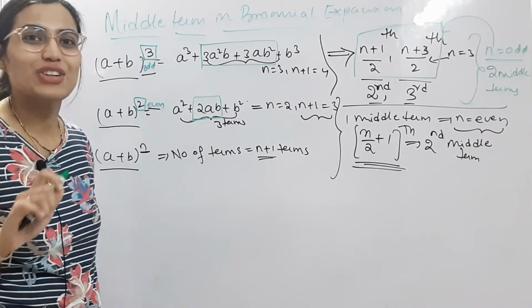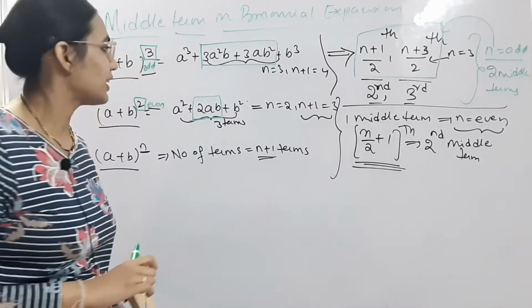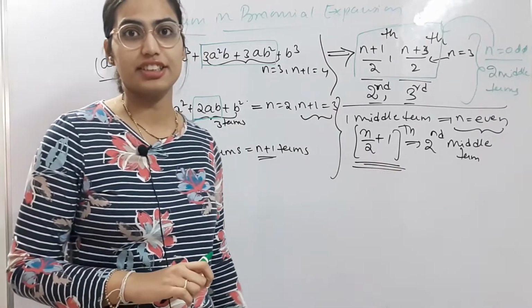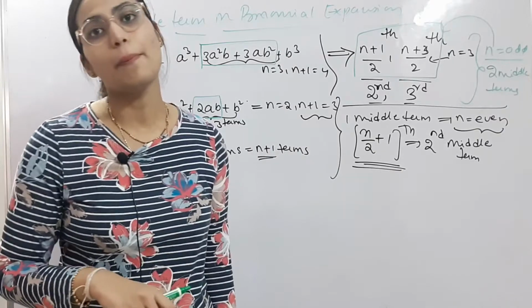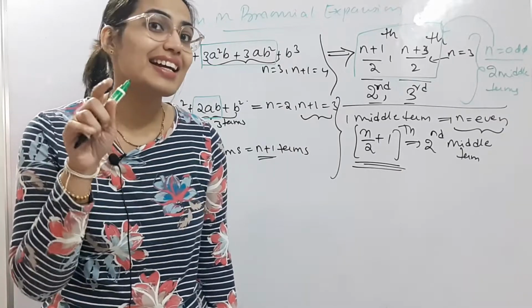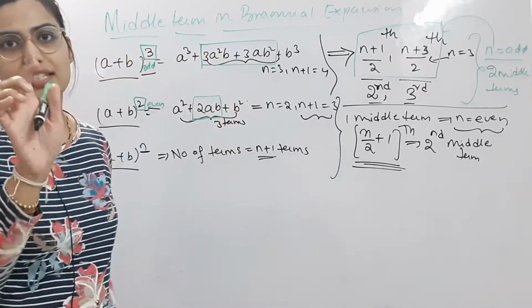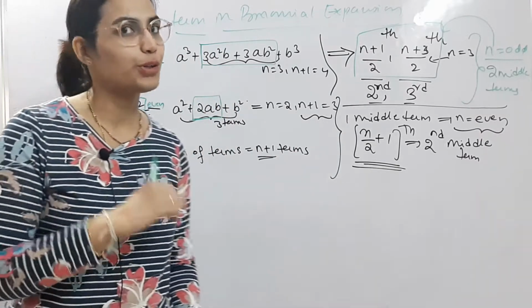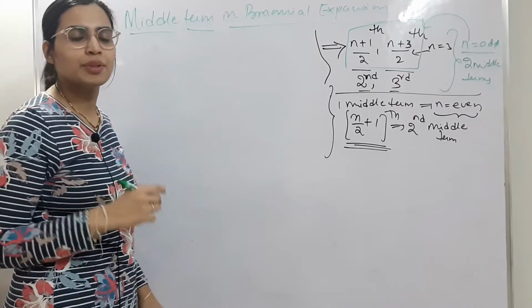Then we use the concept of the general term. If n is 30, then we have 31 terms, and we'll say that the 16th term will be the middle term. So we need to find the 16th term so that we can say, okay, fine, this is the middle term. Now let's see how to do that. So how do you find the middle term now? You know what the middle term is, but how do you find it?